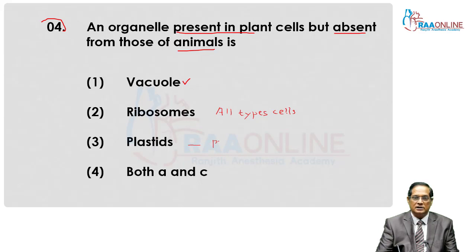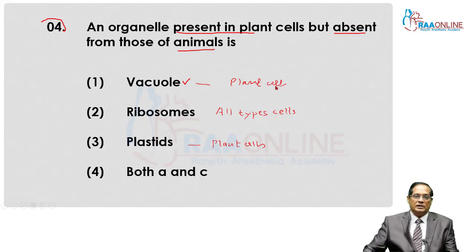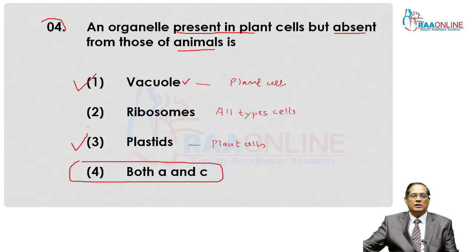Plastids are found in plant cells only. Large central vacuole is found in plant cell only. So there are 2 features, that is A and C. These 2 are the structures found in plant cell but not found in animal cell. Large central vacuole and plastid, a pigment bearing cell organelle, one type of which is chloroplast.